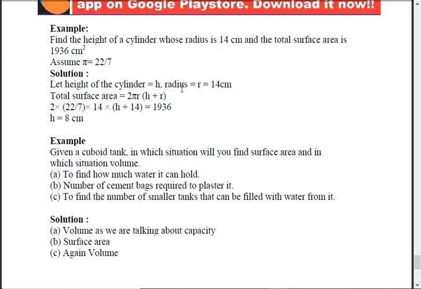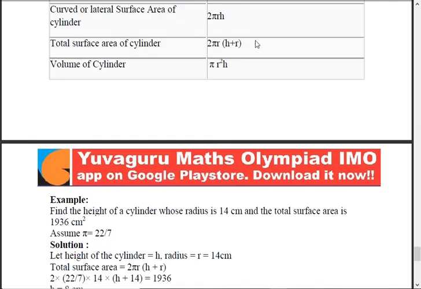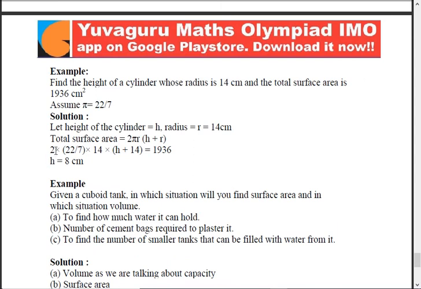Let the height be h. The radius is given as 14. So the total surface area is what? 2 pi r into (h + r). Just now we saw this. Okay. So 2 into 22 by 7 into 14 into (h + 14) equals 1936. Solve this and you will get h equals 8. You might be knowing how to solve this. We need not go into the details.